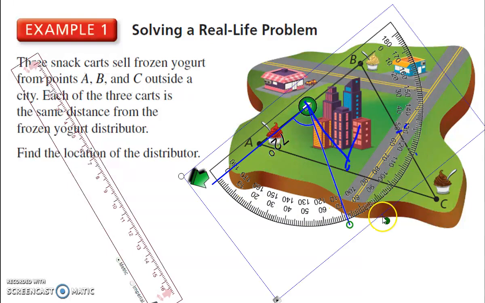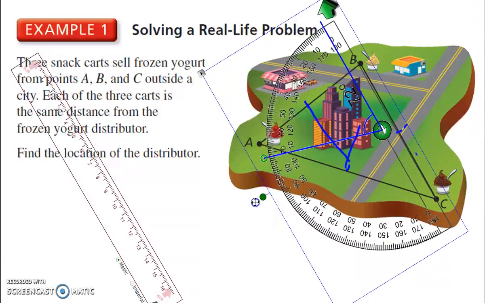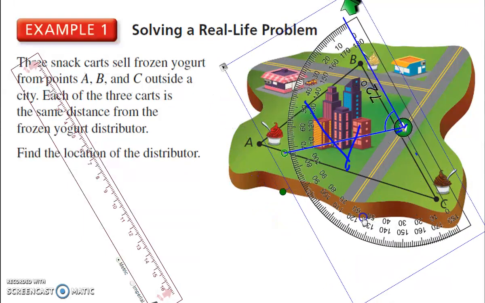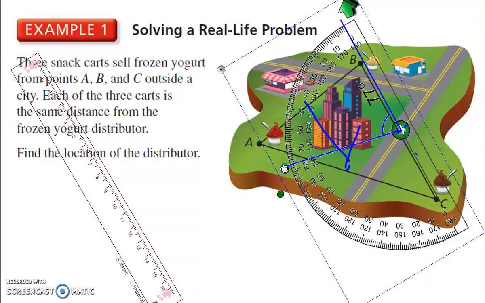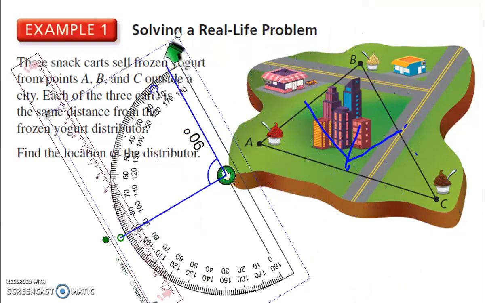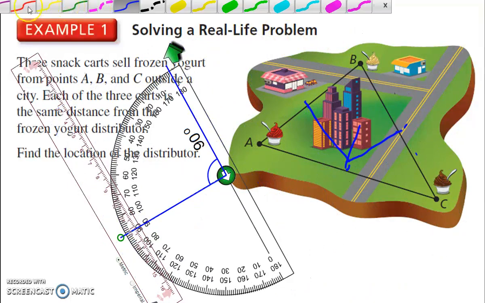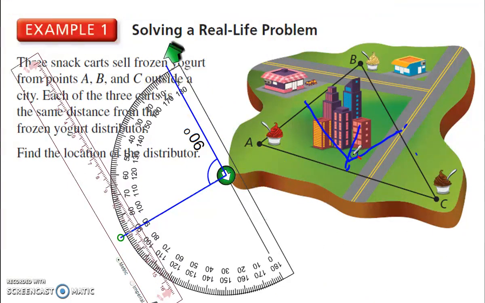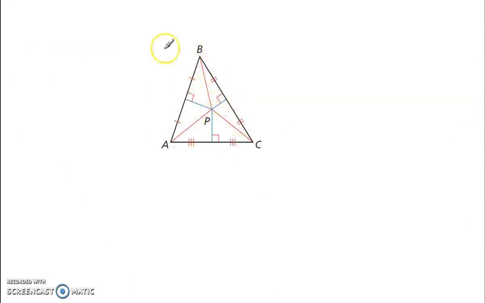Turn this around. There we go. And lined up. 90 degrees is right there, and those were not the most beautiful of lines, but I have found the point where the distributor is right here. Point D is the distributor. Boom.